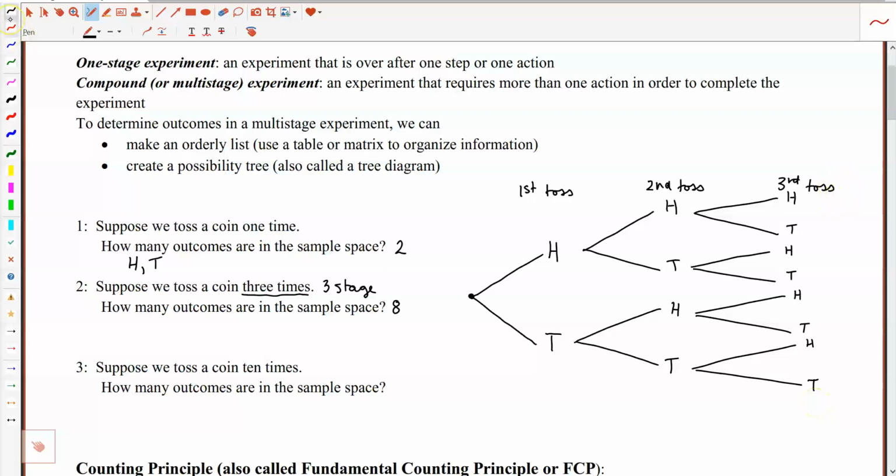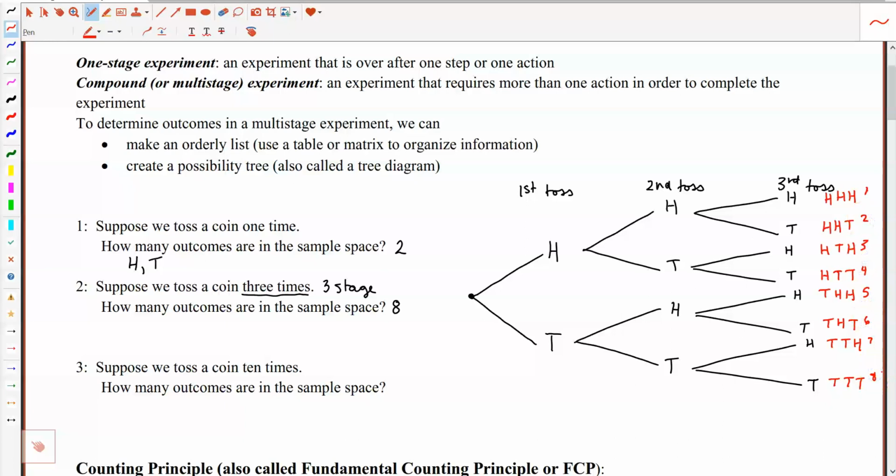I'll list them over here. I could have heads, heads, heads, heads, heads, tails, heads, tails, heads. Now, where am I getting these? I'm starting here at the beginning node, and I'm just walking along the branches until I get to the final node. So this next one down here would be heads, tails, tails. Now coming down to this lower part, there would be tails, heads, heads, tails, heads, tails, tails, tails, heads, and tails, tails, tails. So there's my 1, 2, 3, 4, 5, 6, 7, 8 outcomes.